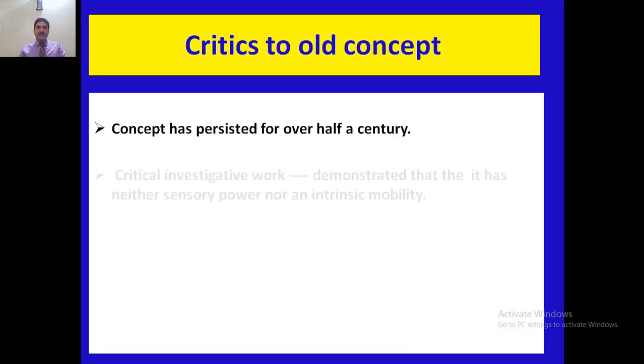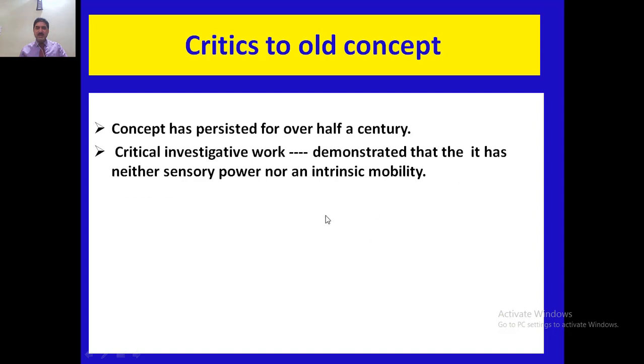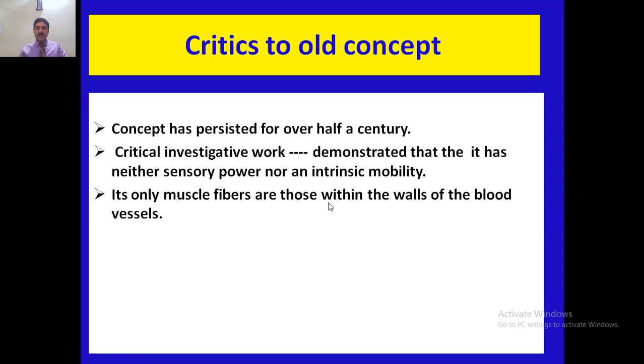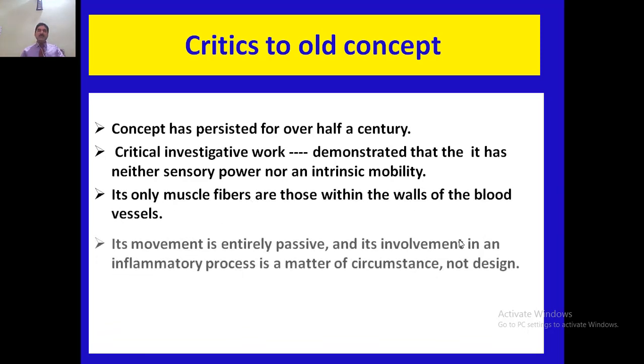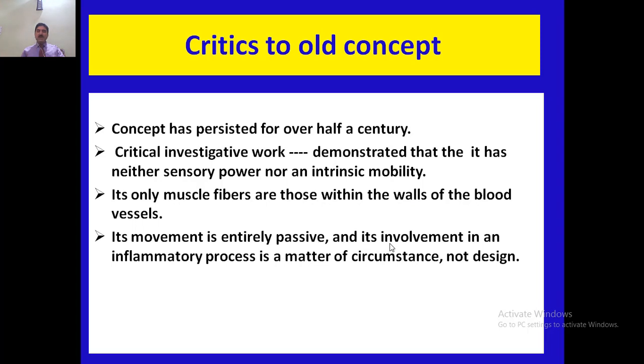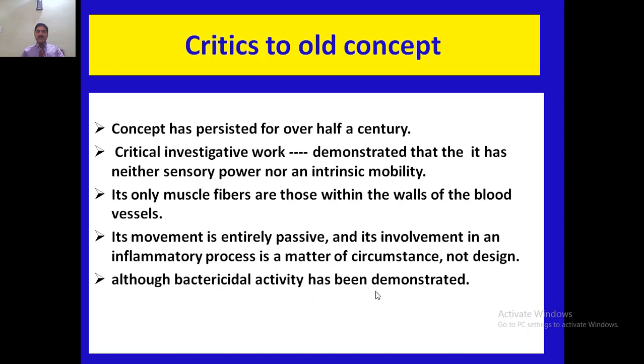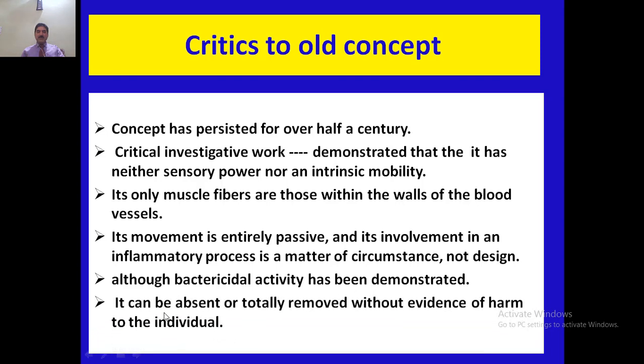Critics of the old concept: critical investigative work demonstrated that it has neither sensory power nor intrinsic mobility. Its only muscle fibers are those within the walls of the blood vessels. Its movement is entirely passive, and its involvement in an inflammatory process is a matter of circumstances, not design. Although bactericidal activity has been demonstrated, it can be absent or totally remote without evidence of harm to the individual. So, since it does not move to the site of inflammation by choice but by chance, it is no more regarded as the policeman of the abdomen.